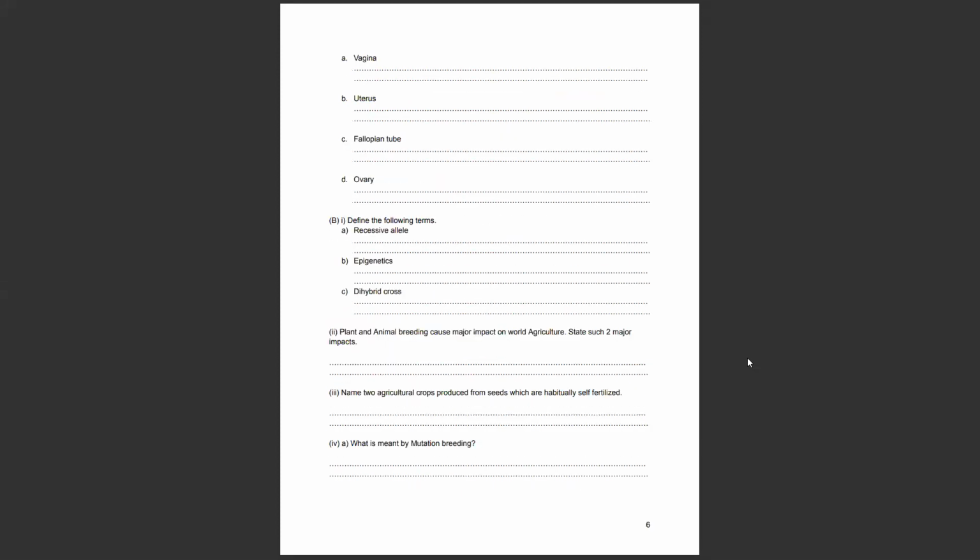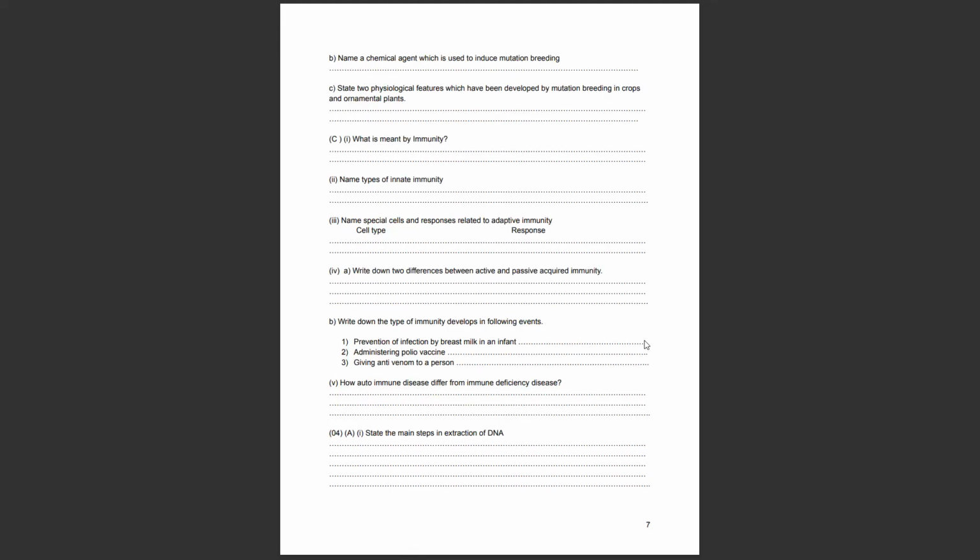Then, what is mutation breeding? A method of inducing desirable mutations in a crop plant using either chemicals or physical agents. 1 mark. B. Name a chemical agent which is used to induce mutation breeding. Sodium azide, ethyl methanesulfonate, right? Sodium azide, ethyl methanesulfonate. 1 mark.